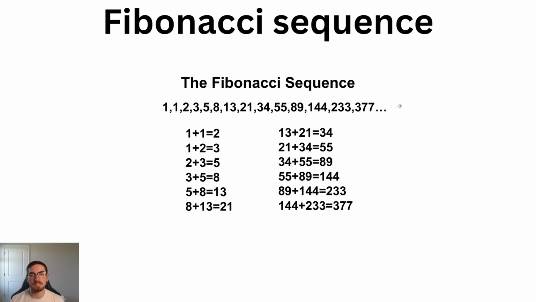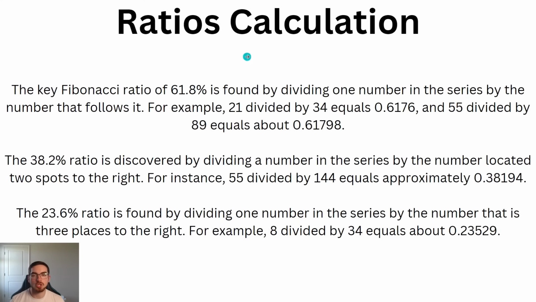But this is how the percentages come into play, through this sequence right here, as you are going to see on this slideshow. So this is how the ratios are calculated. The key Fibonacci ratio of 61.8%. Again, this is a very important level that we're going to be looking more into later in this video. The 61.8% is found by dividing one number in the series by the number that follows it. For example, if you take 21 and divide it by 34, you are going to get 0.6176. Round that up, what do you get? 0.618. 55 divided by 89 is about 0.61798. Round that up, you get 0.618.